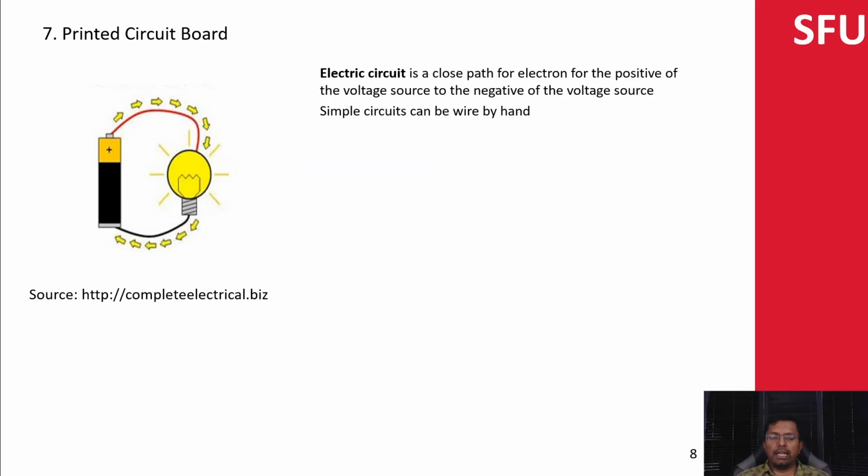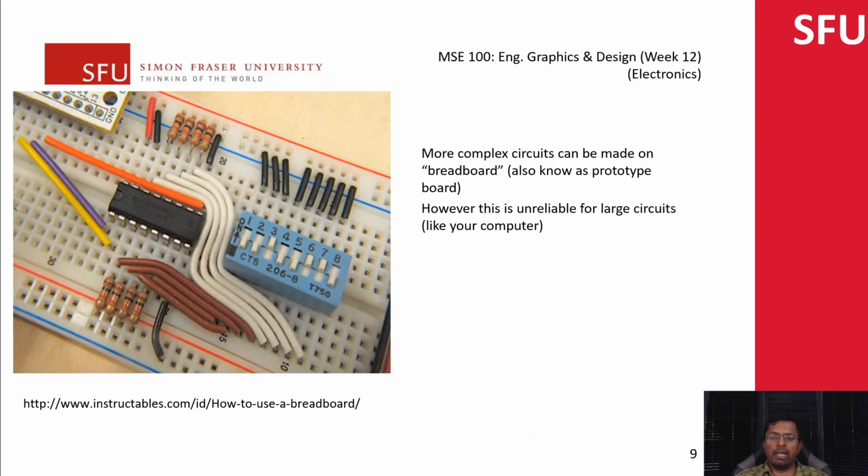So let's next move on to printed circuit boards. Generally, an electrical circuit is a closed path for the electrons to flow. This is a very simple circuit. We discussed this already, where your electrons flow from one direction through the bulb and then out the other. And this is a simple thing that can be drawn by hand.